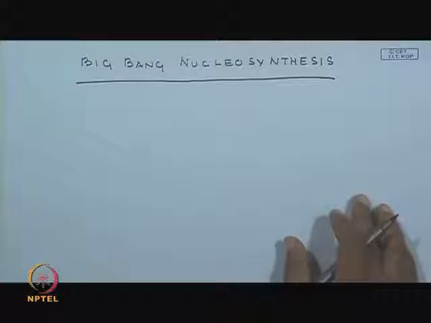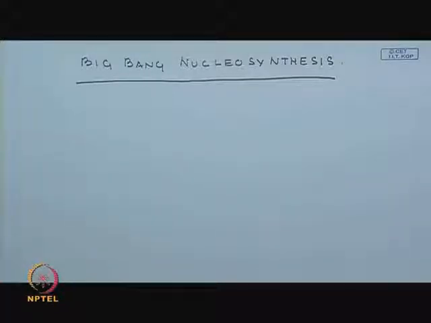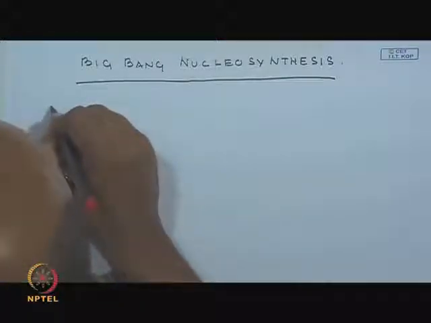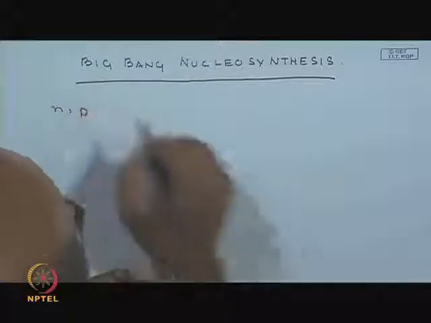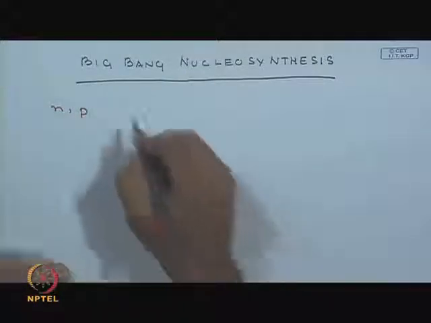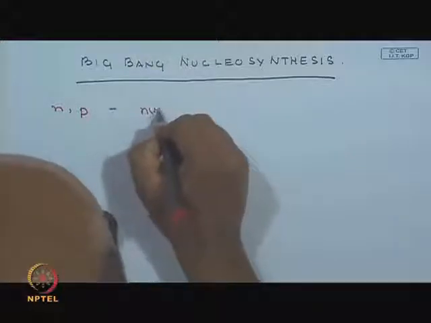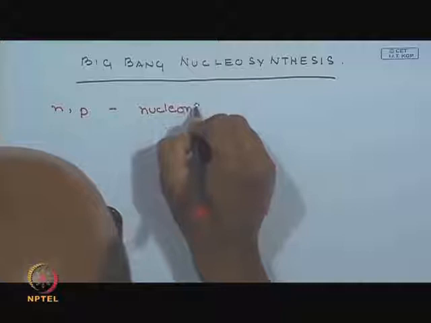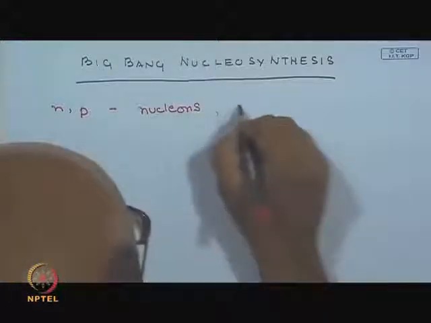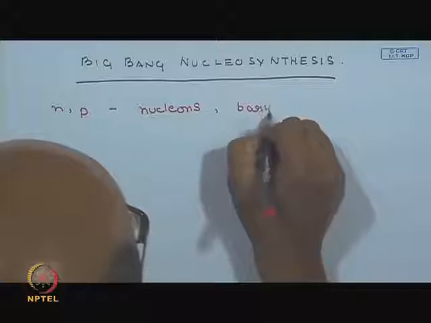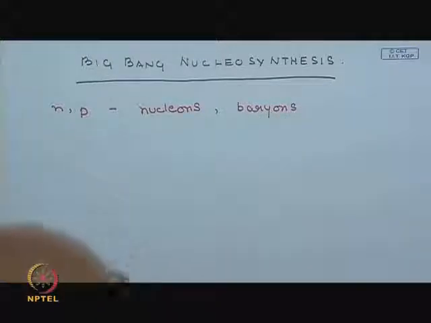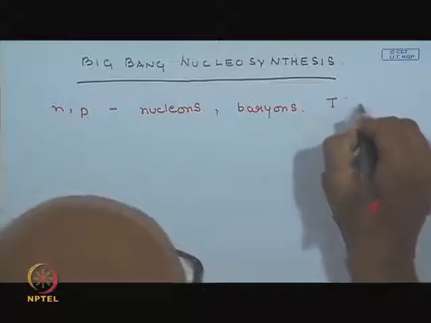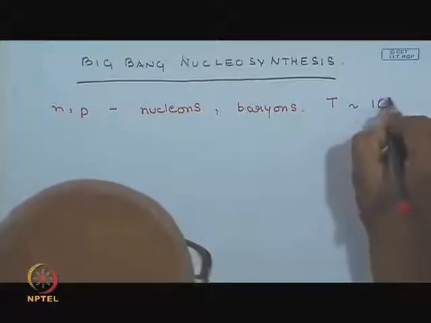So, what we are discussing now is the small amount of neutrons and protons, which are the strongly interacting particles, the nucleons. We shall sometimes refer to them as nucleons and sometimes as baryons, which are present in the universe at temperatures of around 10 to the power 10.